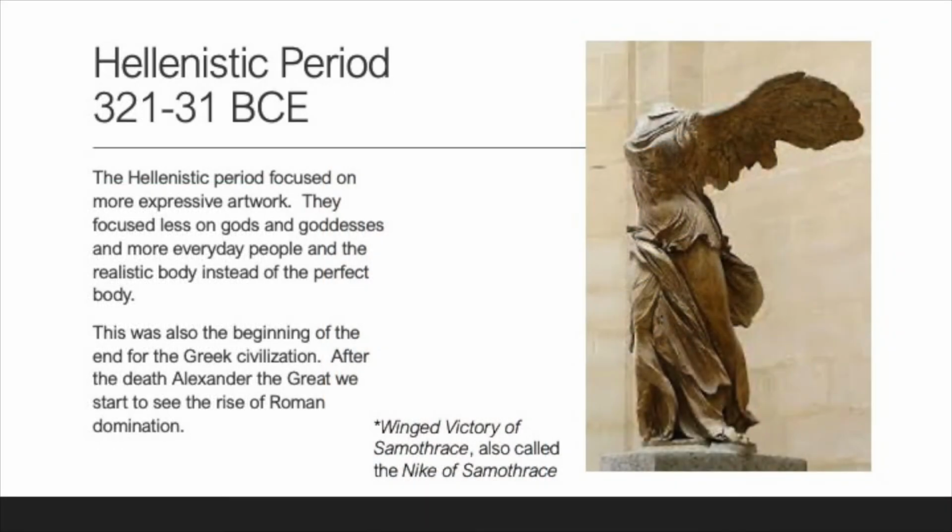The Hellenistic period focused on more expressive artwork. It focused less on gods and goddesses and more on everyday people and the realistic body instead of the perfect body. This was also the beginning of the end for the Greek civilization. After the death of Alexander the Great, we start to see a rise of Roman domination in the Western world.